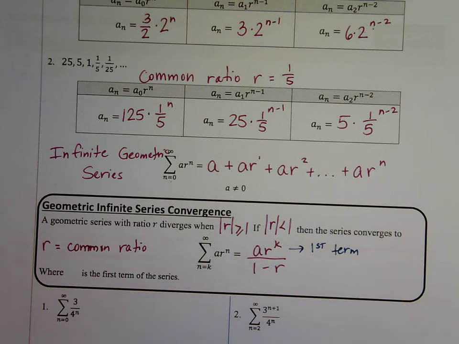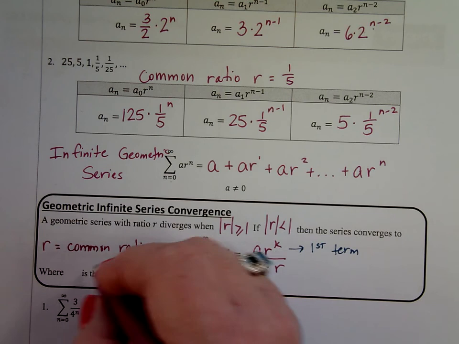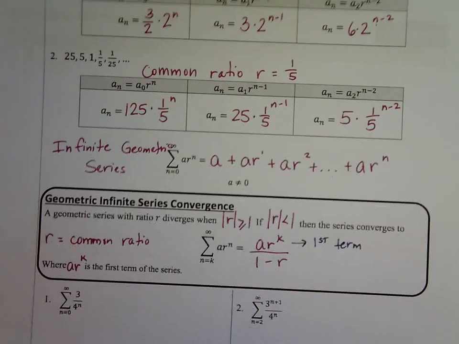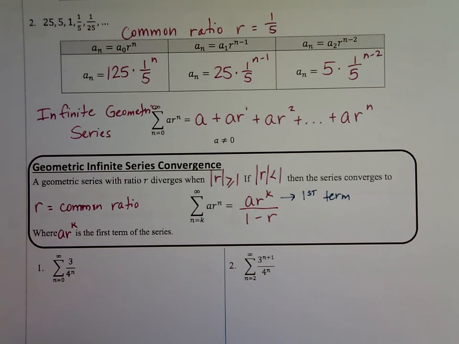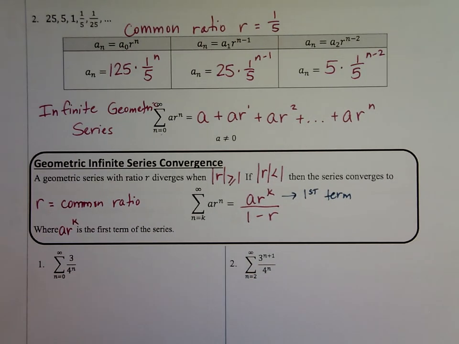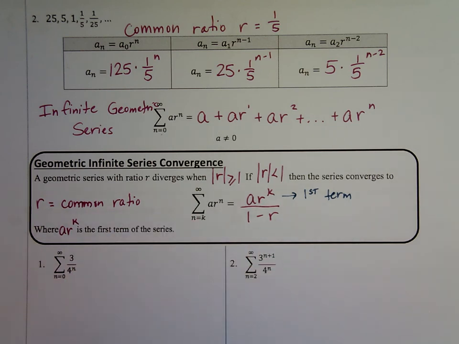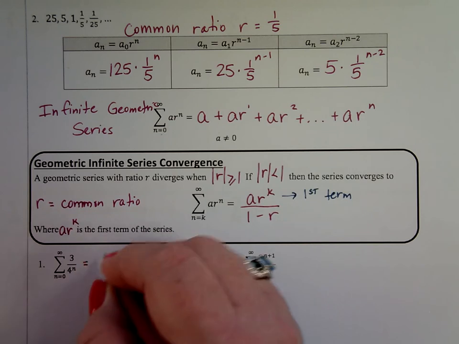So if I want to know what this sum is, all I need to do is take the first term and divide it by 1 minus the ratio, where a r to the k is the first term, as I said. So sometimes you have to manipulate these to be in the right format so you can figure out what r actually is, and that's what these first couple examples are talking about. So if I'm looking at this, I need to have it separated so that I've got just a single fraction that's my r. So let me show you how I would do that in a problem like this.